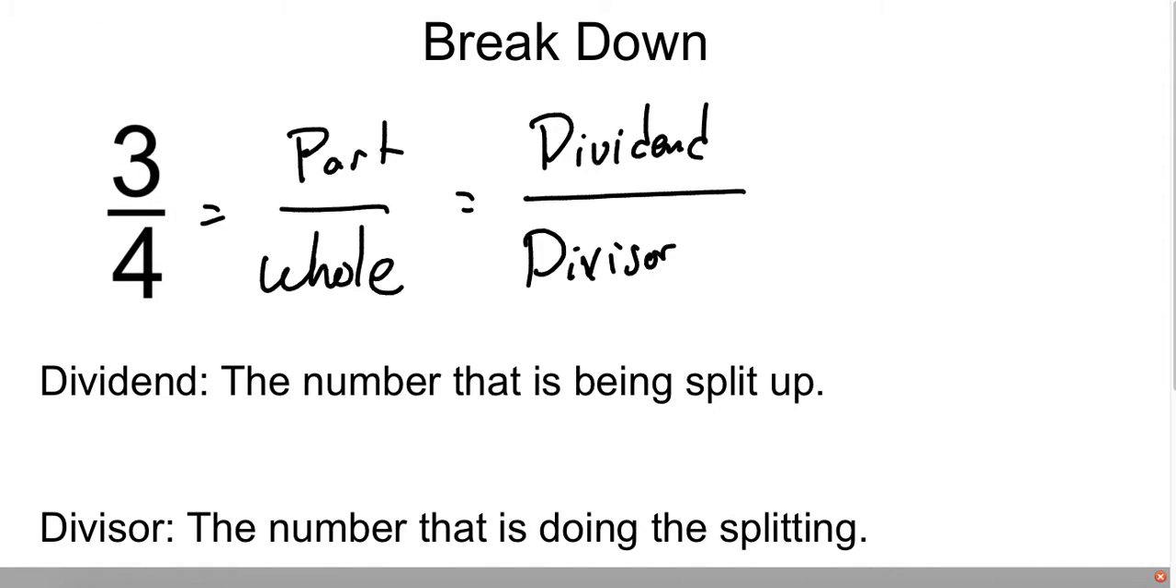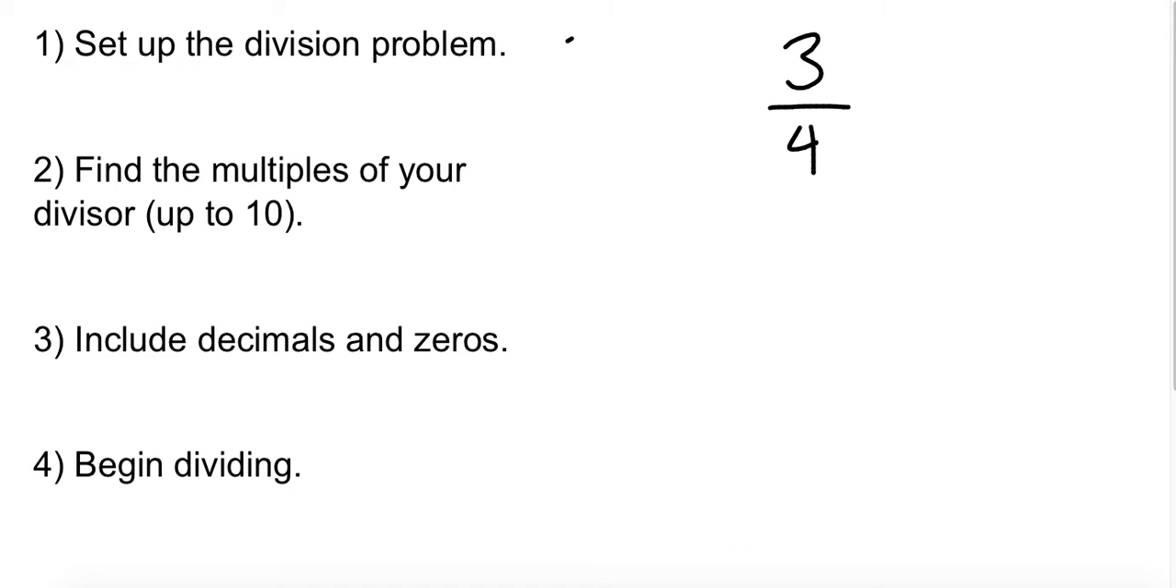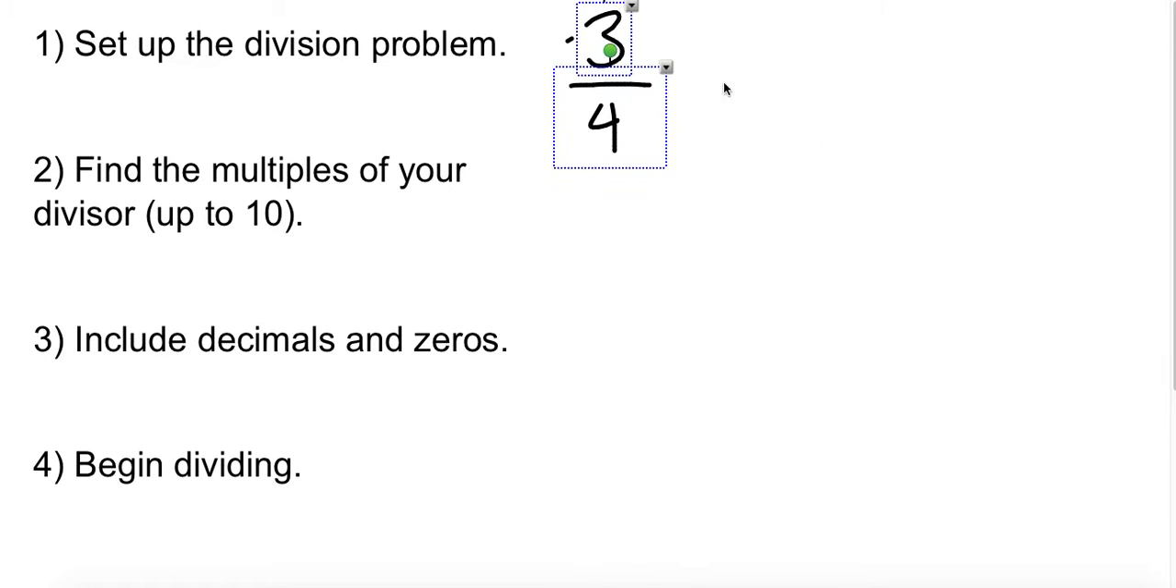So in order to have this make a little bit more sense, we're going to go through an example that shows exactly what's going on with the dividend and the divisor. So in this example, we have 3/4. And so the first thing I'm going to want to do is set up my division problem. Now I have to remember that my dividend goes on the inside of my division house, or division bracket, whatever you might say. And my divisor goes on the outside. So top on the inside, bottom on the outside.